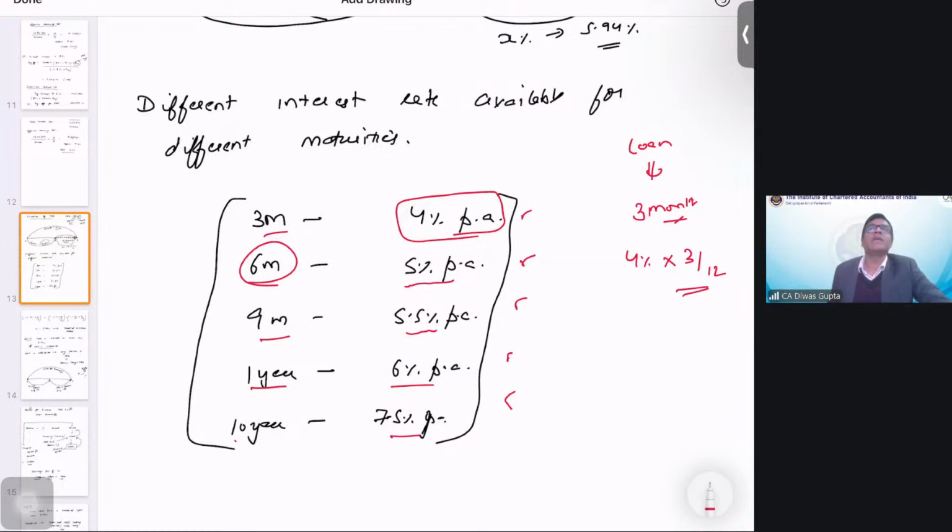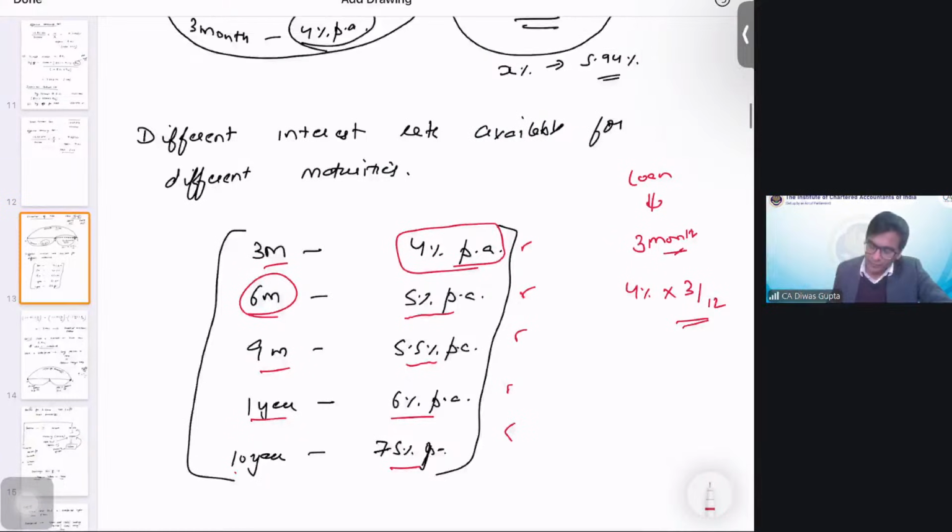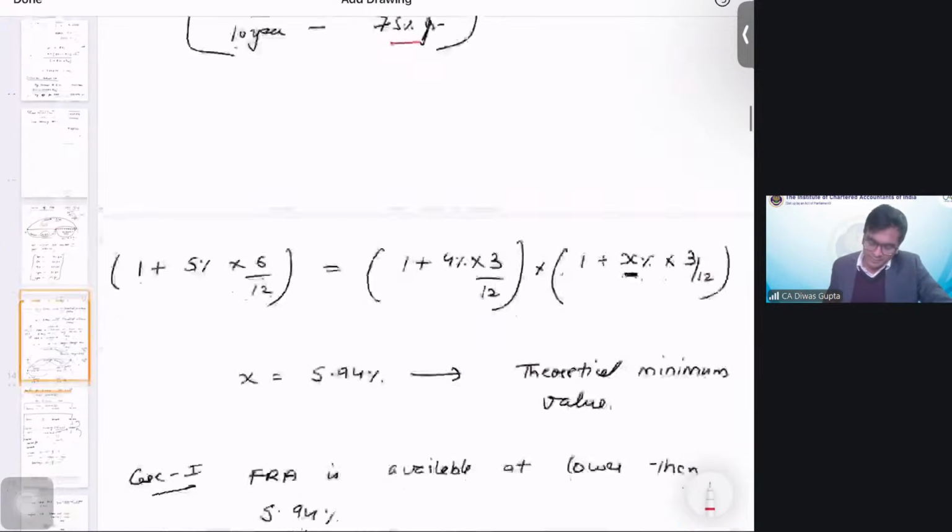You would have also seen this while booking fixed deposits with the bank. The higher maturity will give you a higher yield. That's the general way the market behaves. Can anyone tell me the reason for this? What is the reason for this general phenomenon where the rates become higher depending on the maturity?